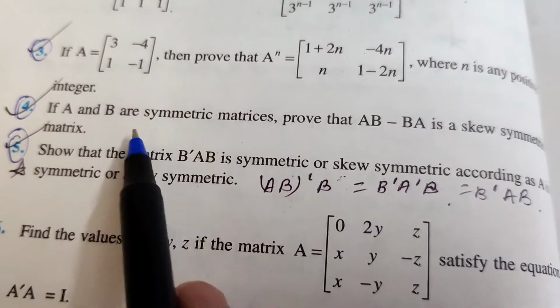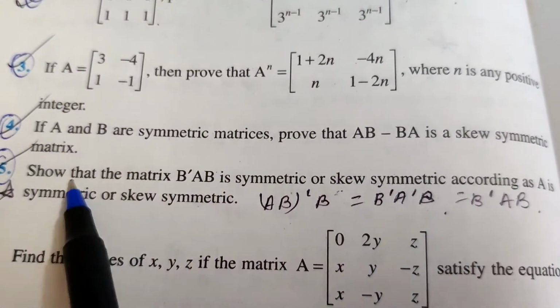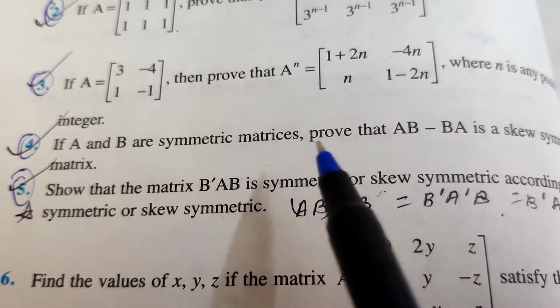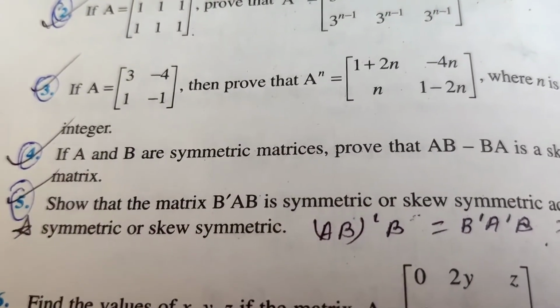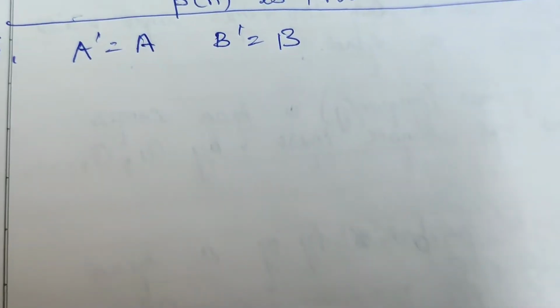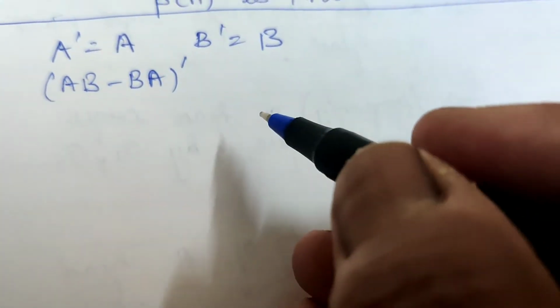Question number 4 is, if A and B are symmetric matrices, prove that AB minus BA is a skew symmetric matrix. A and B are symmetric matrices. It means transpose of A equal to A and transpose of B equal to B. Okay. Now we have to prove that AB minus BA is skew symmetric. So first we have to find the transpose of AB minus BA.